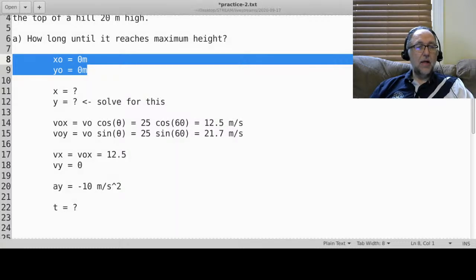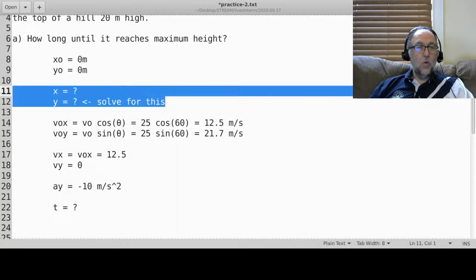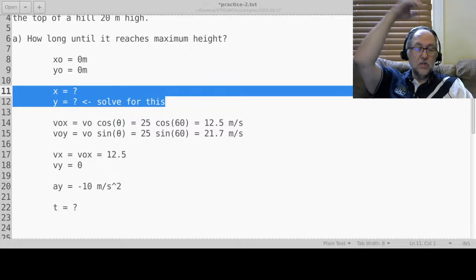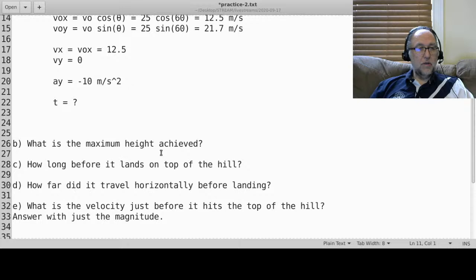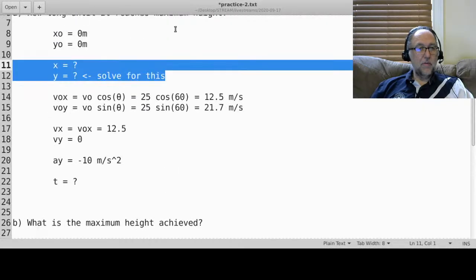The final position, we also looked at that. We didn't know how far it moved horizontally, so x is question mark. We didn't know how far it moves up to its final position vertically, so question mark there too. In fact, maximum height, y, is one of the things we want to solve for. Not in part A, but in part B, okay? Part B, just to remind you, is what's the maximum height achieved. So it's one of the two things that we want to solve for.